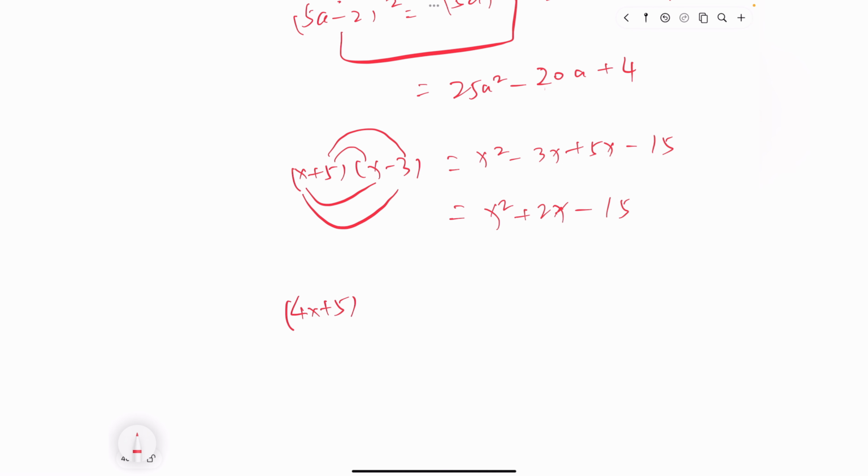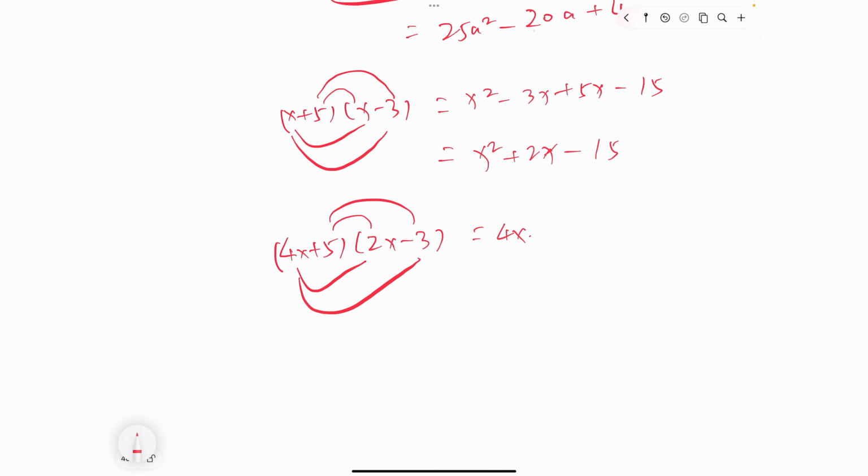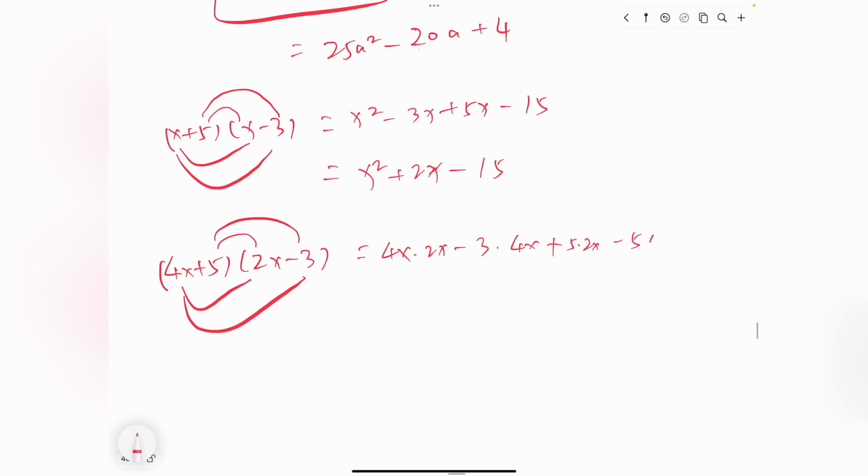Next, (4x + 5)(2x - 3). So 4x times this, 4x times negative 3, 5 times 2x, 5 times negative 3. So that's 4x times 2x, minus 3 times 4x, plus 5 times 2x, minus 5 times 3, equals 8x squared. Minus 12x and plus 10x, so it's negative 2x, minus 15.